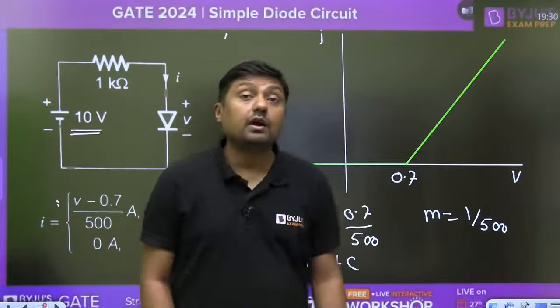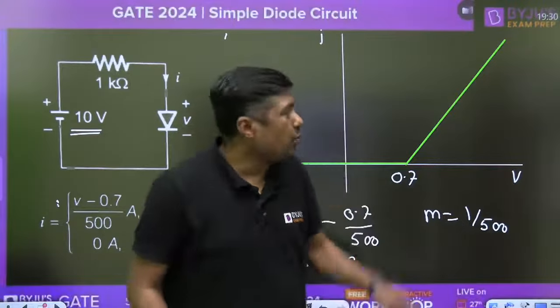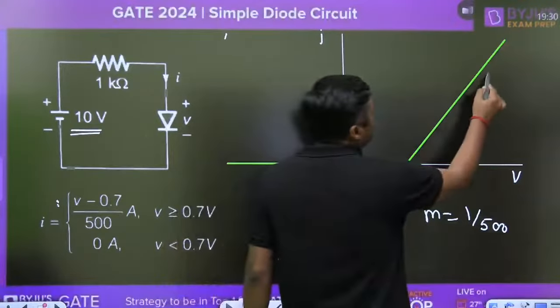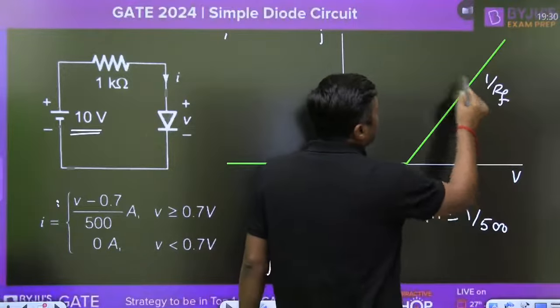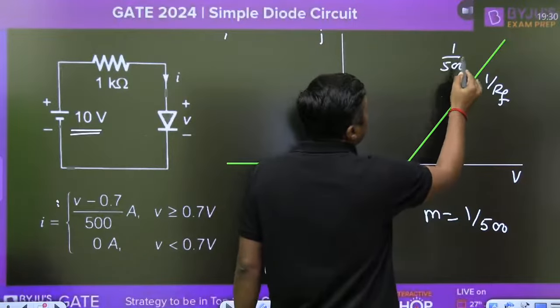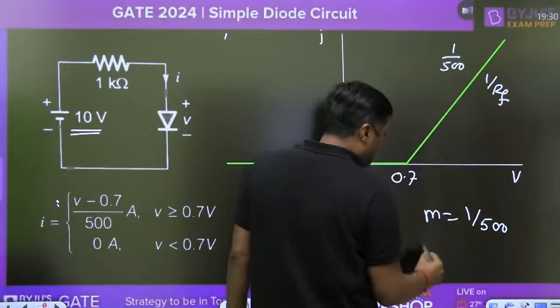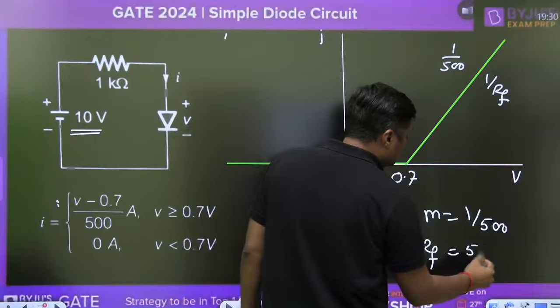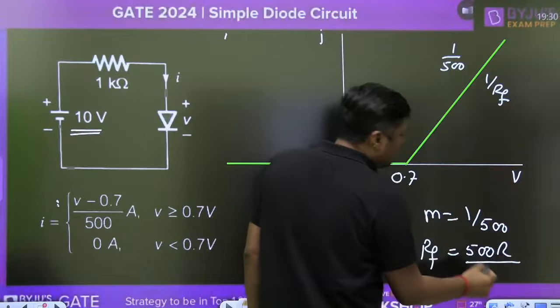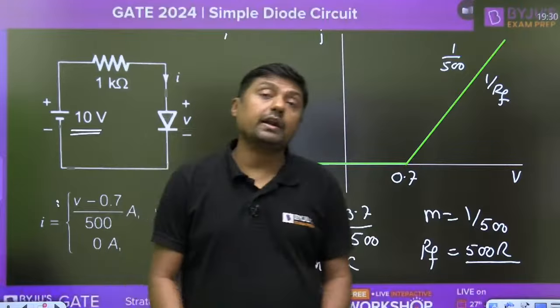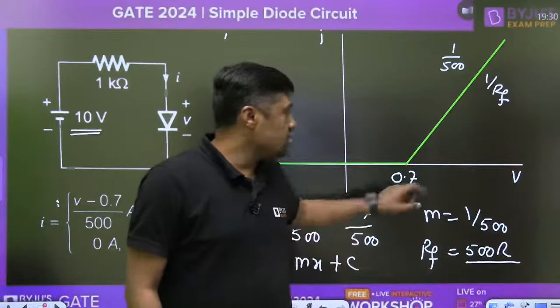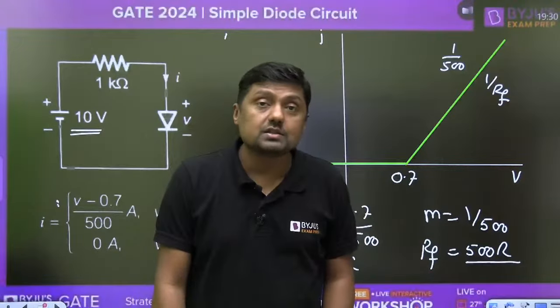1 by 500. And what is the slope of this line? Yesterday I have given. What is the slope of this line? 1 by RF. And this is the 1 by 500. So you can get the value of the RF. What is the value of the RF? 500 ohm. And this is what? 0.7 is the cut-in voltage.